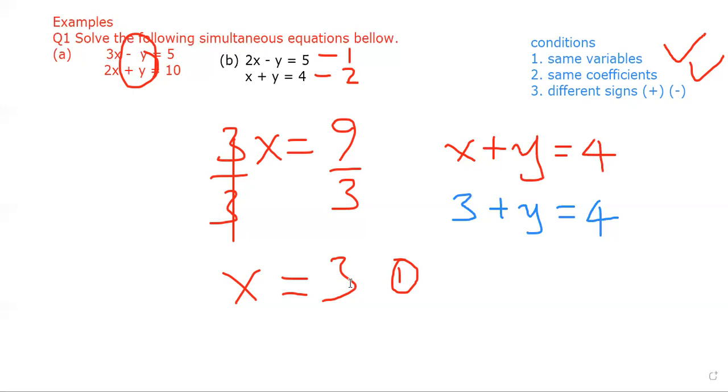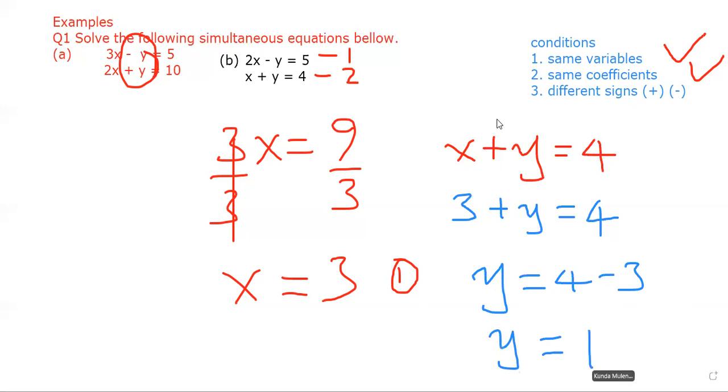We're going to take the 3 to the right side where there's the 4. So y is equal to 4 minus 3. What is the value of y? 1. The value of y is 1. As simple as that.